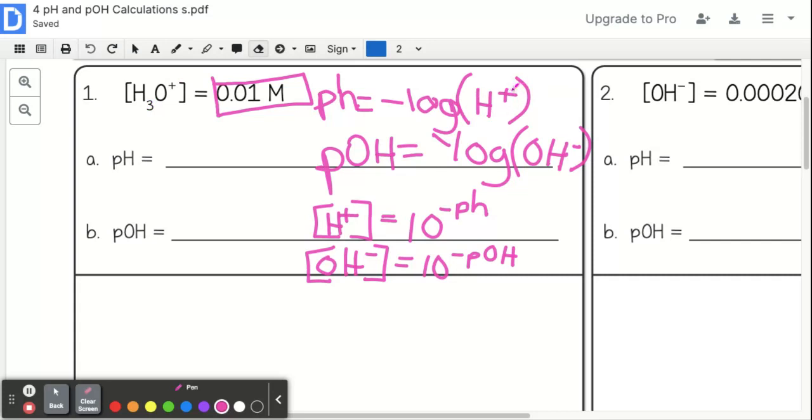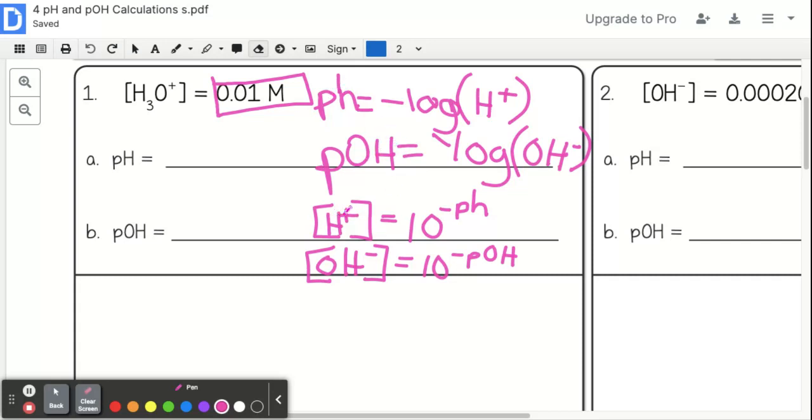So you're finding the hydrogen concentration based off of the pH, or you can find the pH based off the hydrogen concentration. So the pOH is only working with OH. So if you need to find the pOH of something, you first have to have the hydrogen concentration, or you can subtract the pH from 14 to get the pOH.